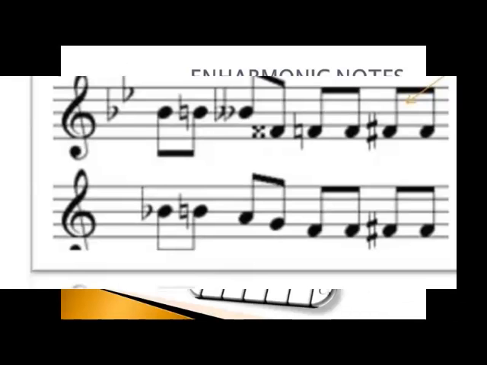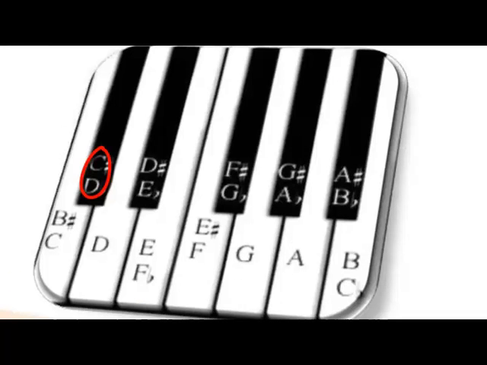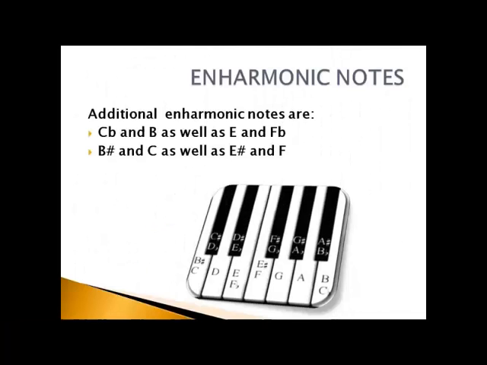As I said earlier, the black keys don't have names of their own, so they have to borrow from the white keys. These are called enharmonic notes when it's the same note, but it has a different name. So C sharp and D flat are enharmonic notes because they're the same note, but they have a completely different name. D sharp and E flat are enharmonic notes. E and F flat would be enharmonic notes. So you see how it's the same note, but it has a different name.